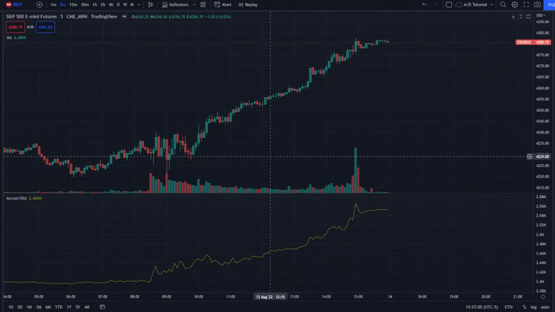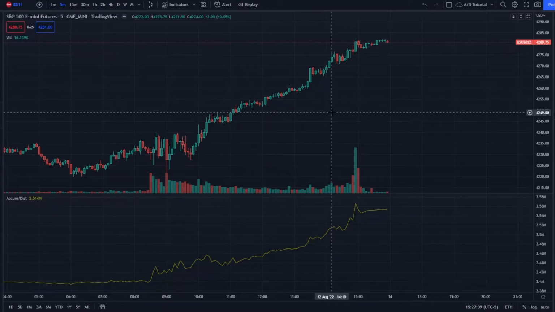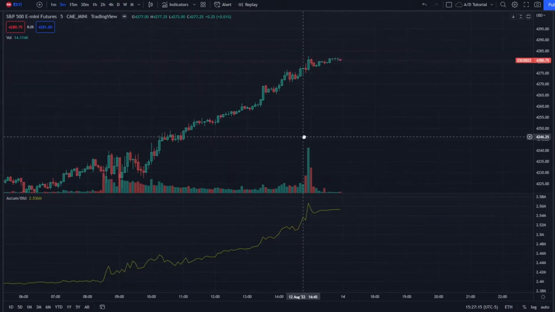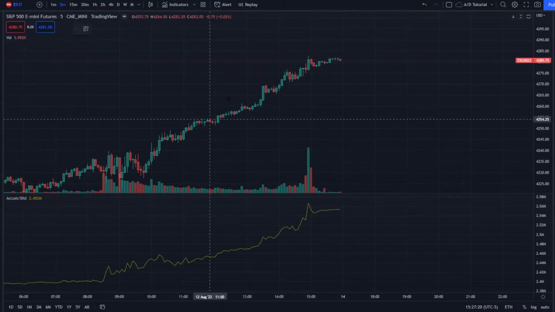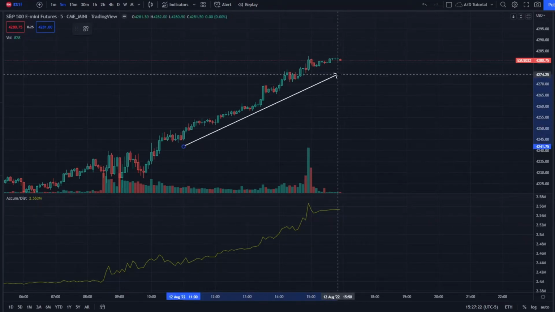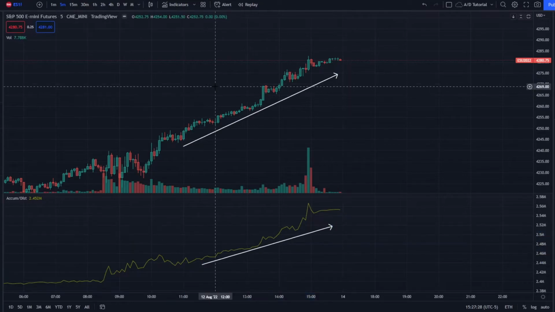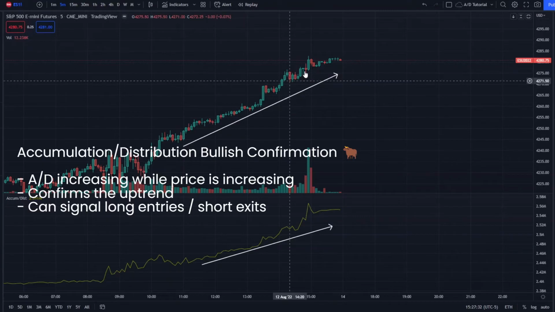I'm going to show examples of how AD works using very recent data, which should hopefully prove that this indicator is still very applicable, and I don't need to go back far at all to get good examples. So the first application of AD is trend confirmation. Here on Friday, we can see that as price was increasing, AD was also increasing. So this basically just confirms the uptrend, and you can consider taking a long entry to follow the trend.